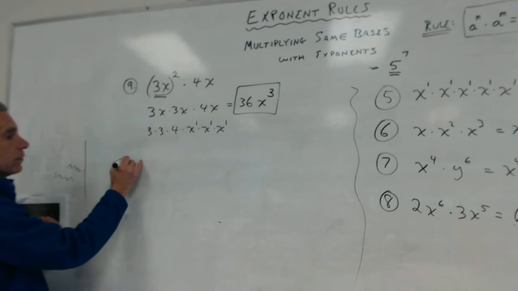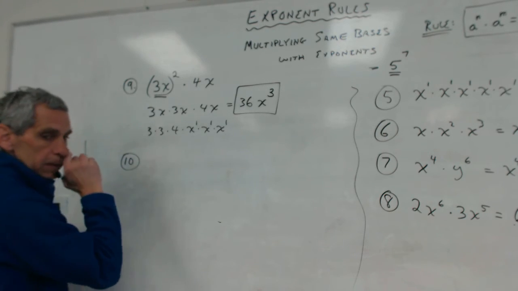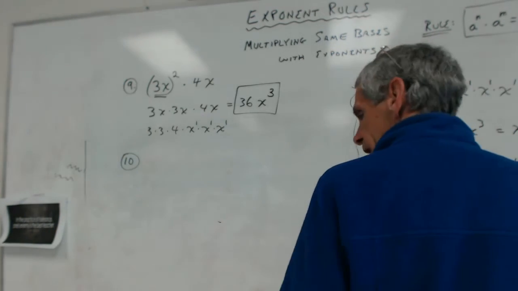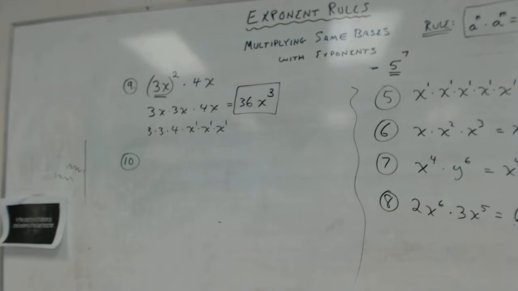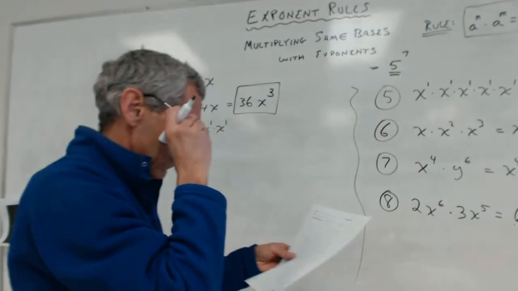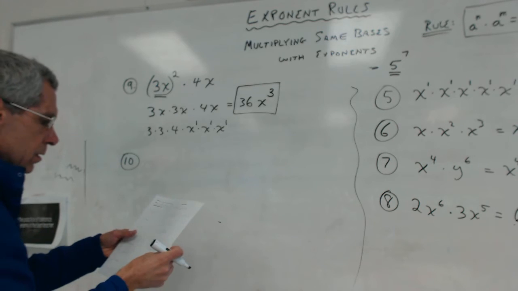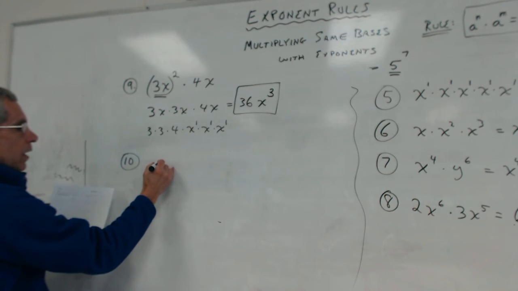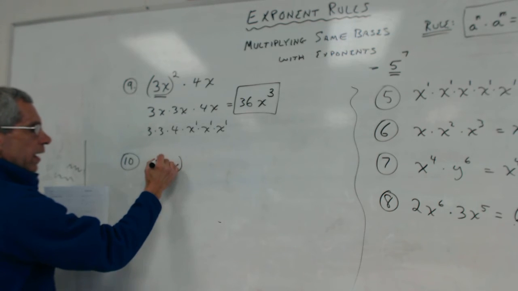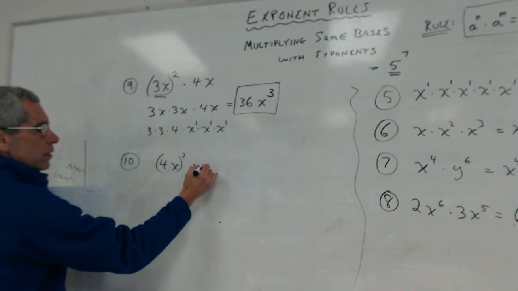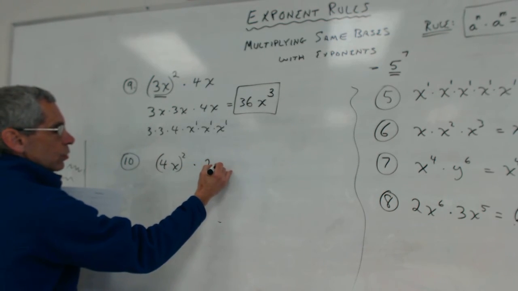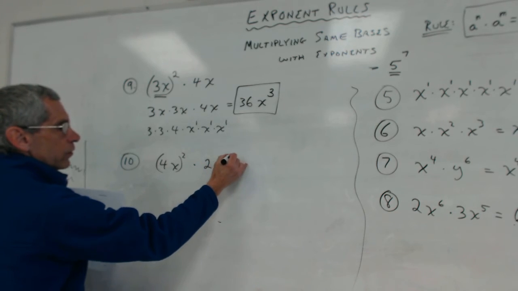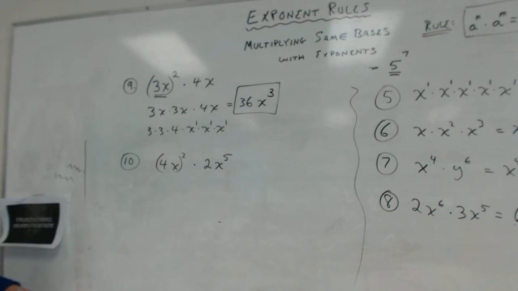All right, one last one. Let's just be sure you guys have this. Gary, can this be the last one? Yeah, this is the last one. 4x squared times 2x to the fifth. Okay, here we go. How about that?